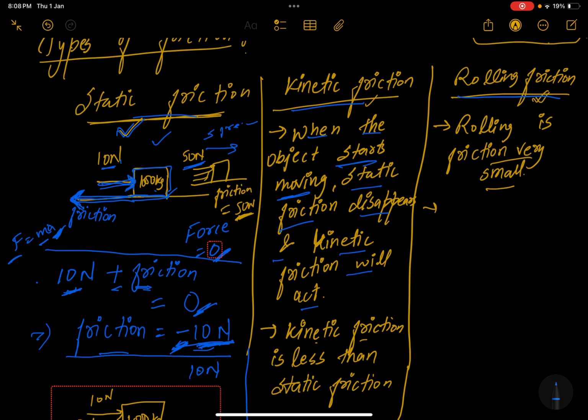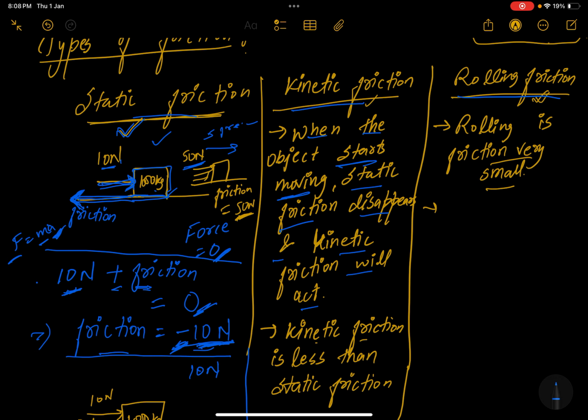Now, if you have tried to slide a heavy object, you definitely have felt that at the very beginning, it's hard to push it. But once it starts moving, it is slightly easy. Not much difference, but it is slightly easy to push as compared to when it is at rest. It is slightly easy when it comes to motion. It becomes easy for us.